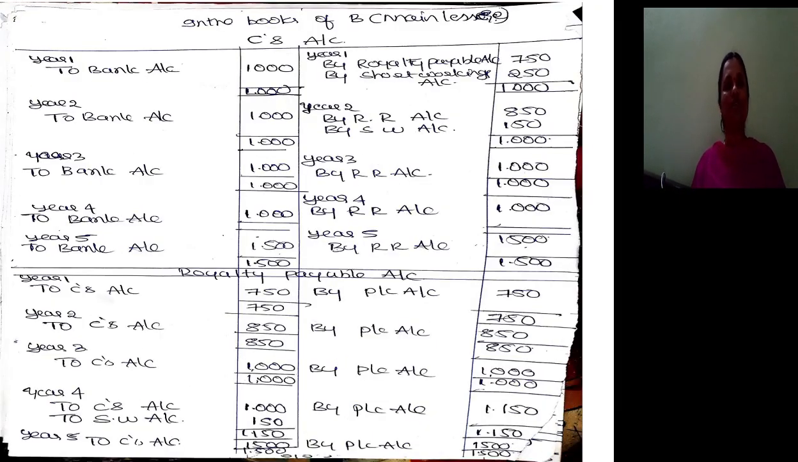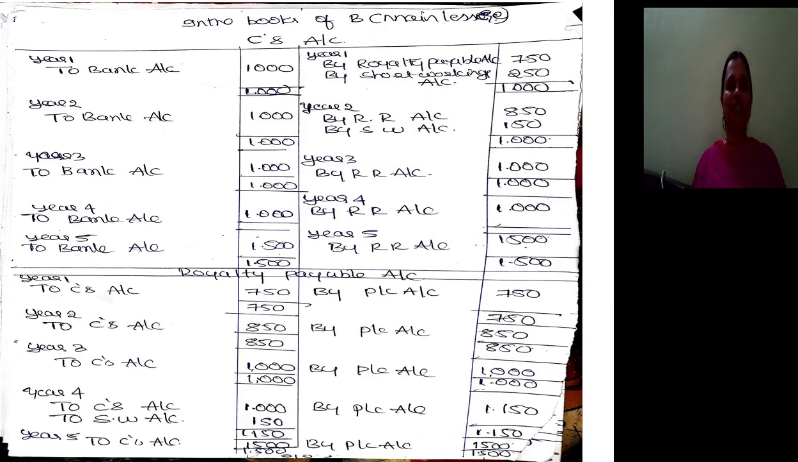Then we are moving towards the fourth year. The fourth year situation is entirely different. What is the situation? There is an excess royalty, and the excess royalty is used to recoup short working. Journal entry for due: royalty payable account debit to lessor account 1000, to short working account 150.